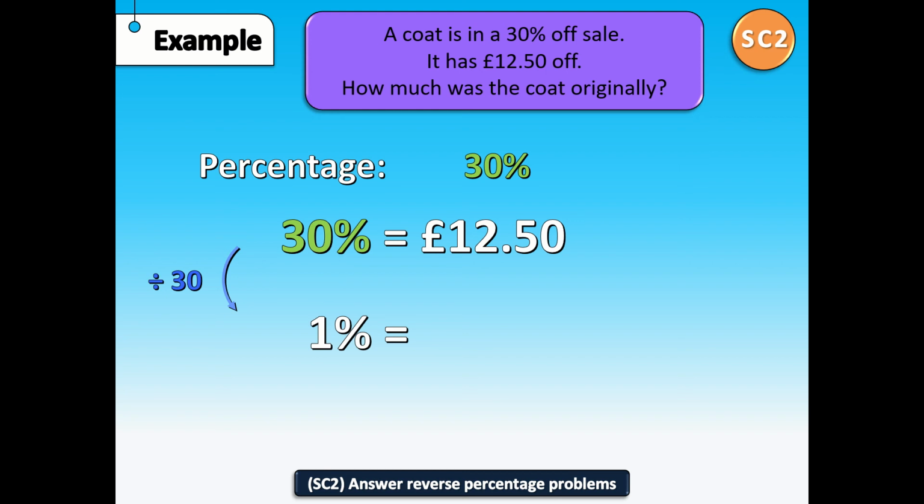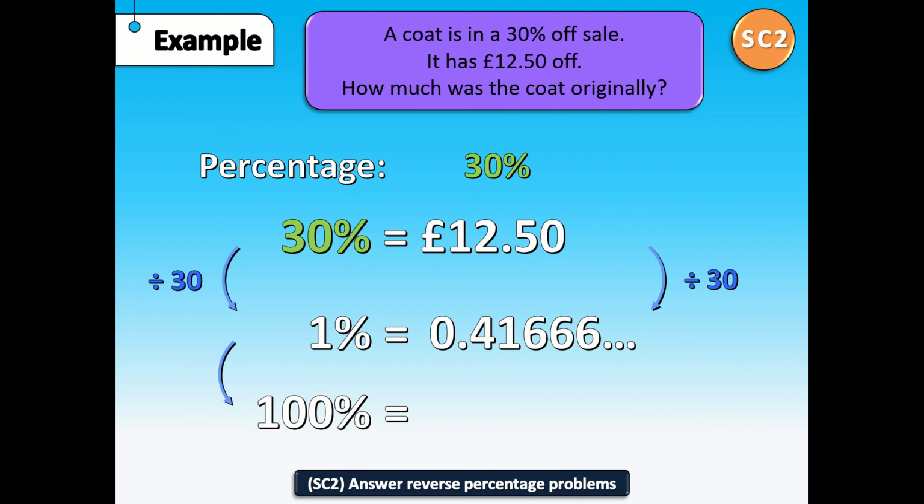So if we work out 1% by dividing by 30, and then times by 100 to work out 100%. So originally the coat cost £41.67.